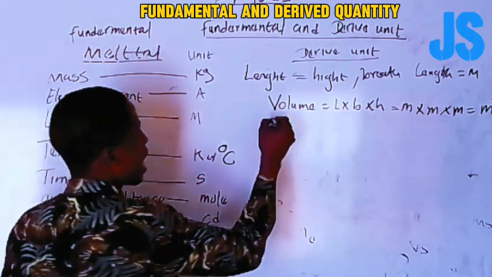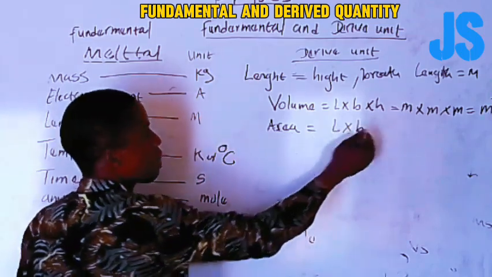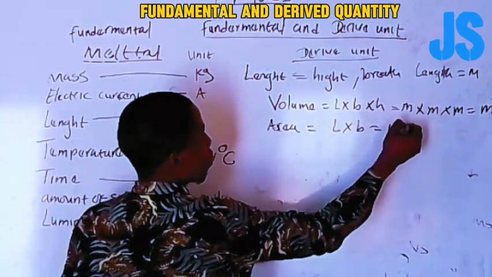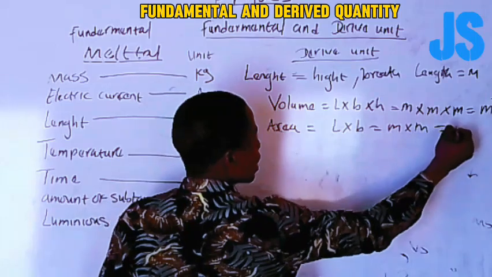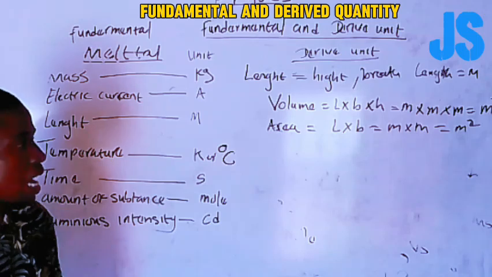Another one, area. Area is length times what? Breadth. This one represents meter, and this other one is also meter. Combine the meters together, it becomes meter squared. You see now, meter square.